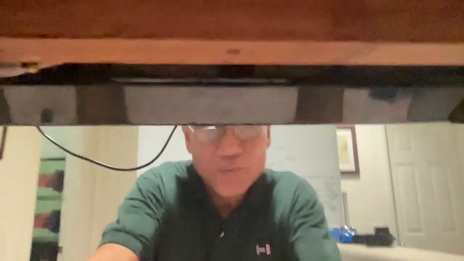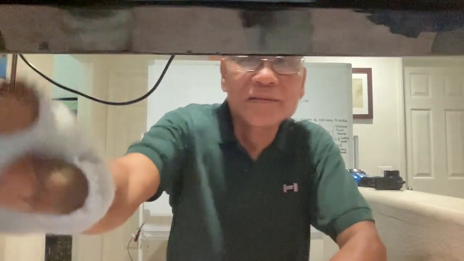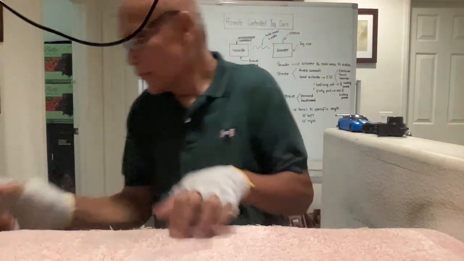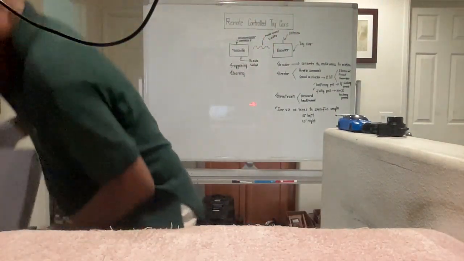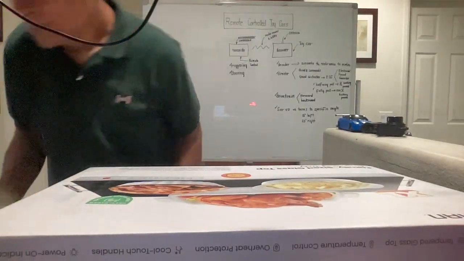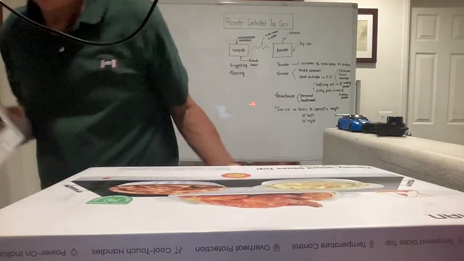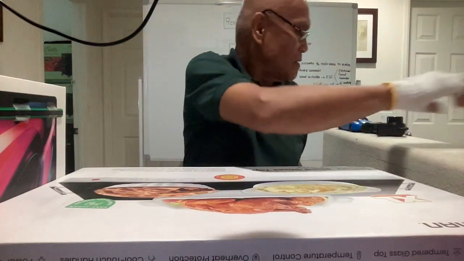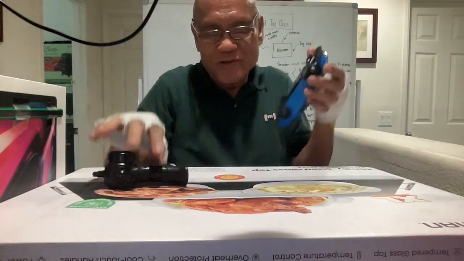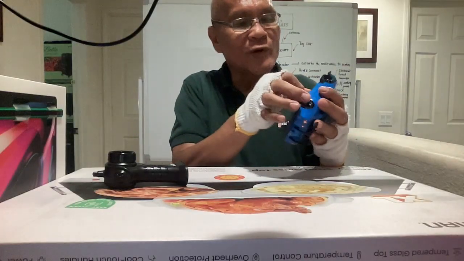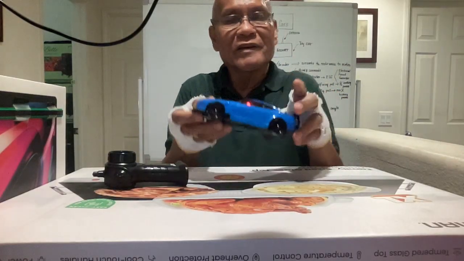I will try to move this one here. I will just give some demonstration here. It will be something like this. Of course, if we try to operate our toy car, we should put this one to on. Okay, it's flashing red.